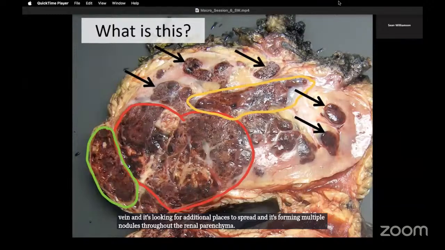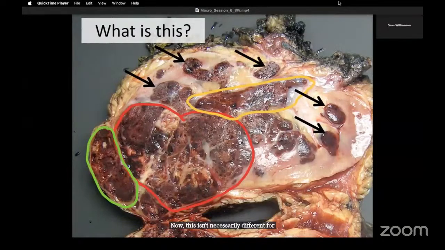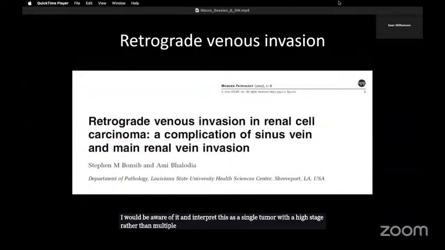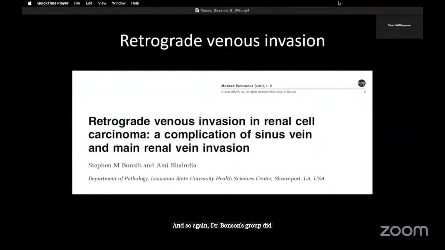Now, this isn't necessarily different for staging purposes than T3, but I would be aware of it and interpret this as a single tumor with a high stage rather than multiple tumors. And so, again, Dr. Bonsib's group did the first major study on retrograde venous invasion.